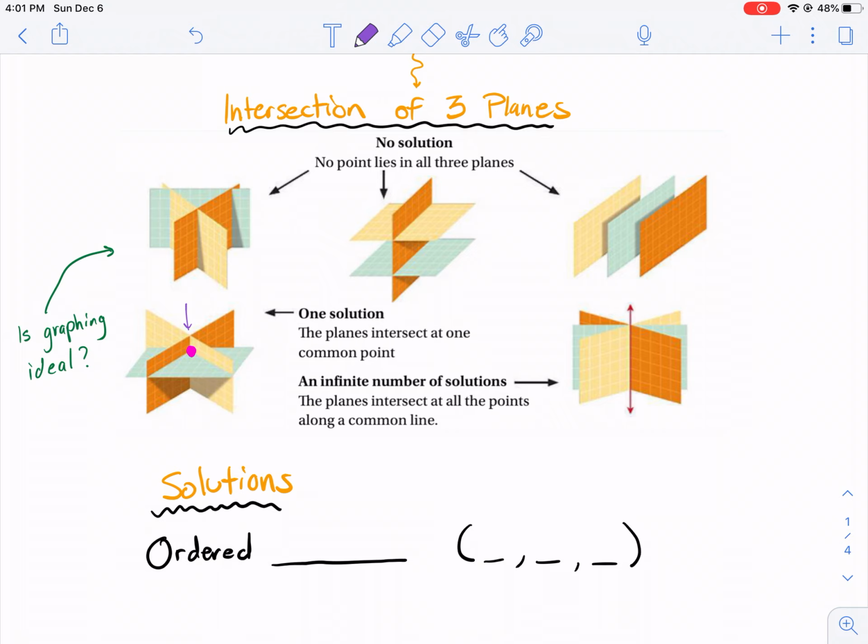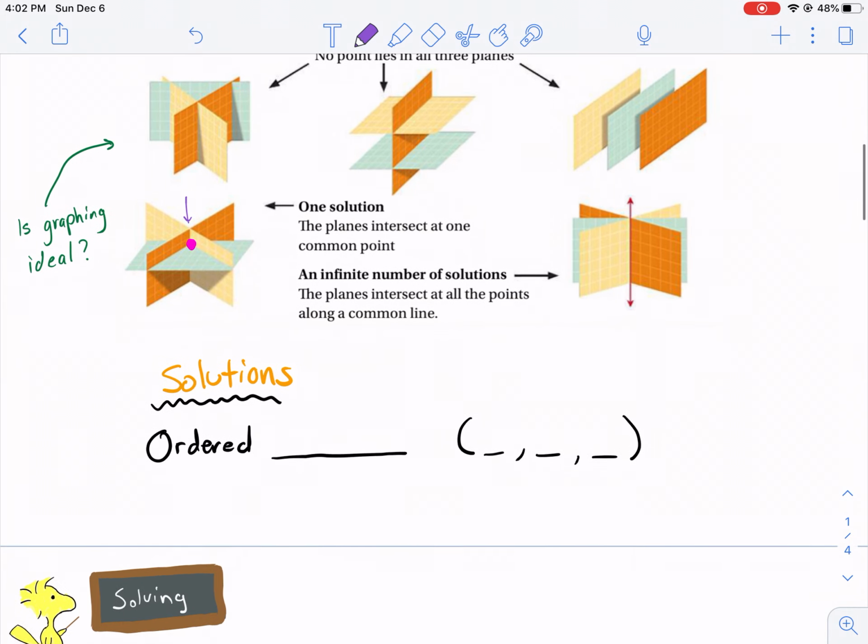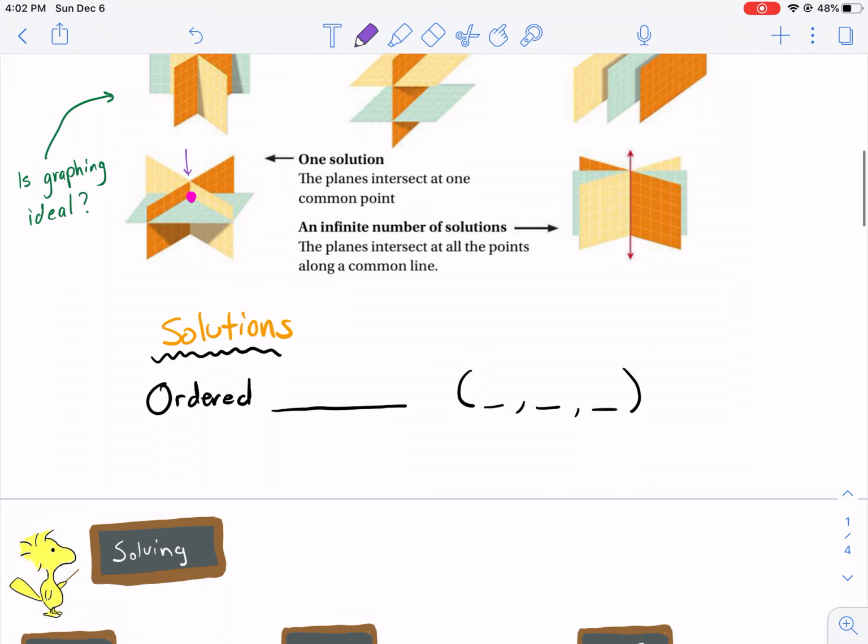Now, all of this begs the question, is this ideal? And the answer is no. Obviously, you would have to have some sort of 3D modeling, computer programming, whatever, to see this visually. So graphing is not ideal. So the alternative is doing it algebraically.